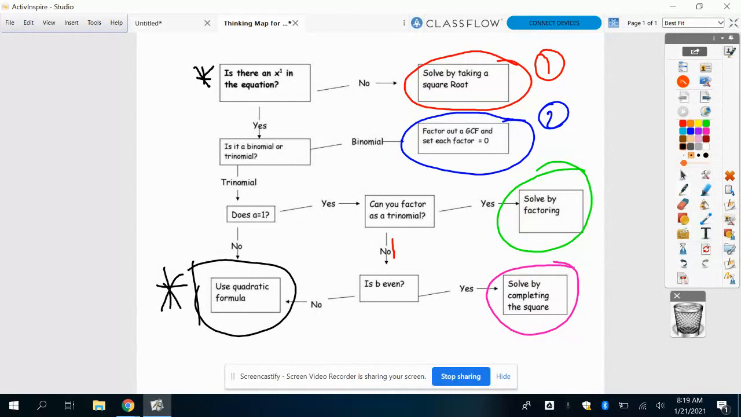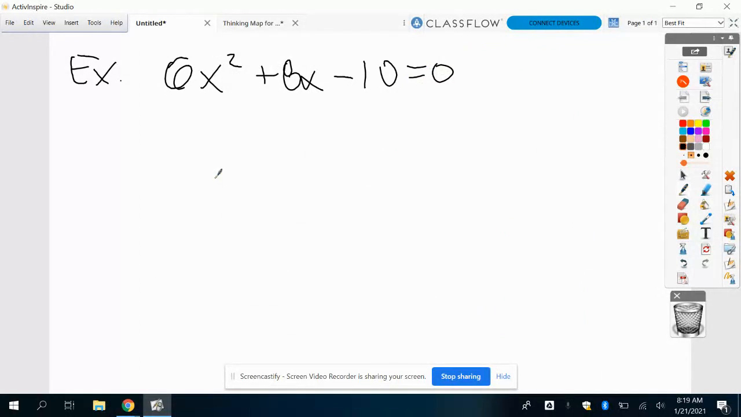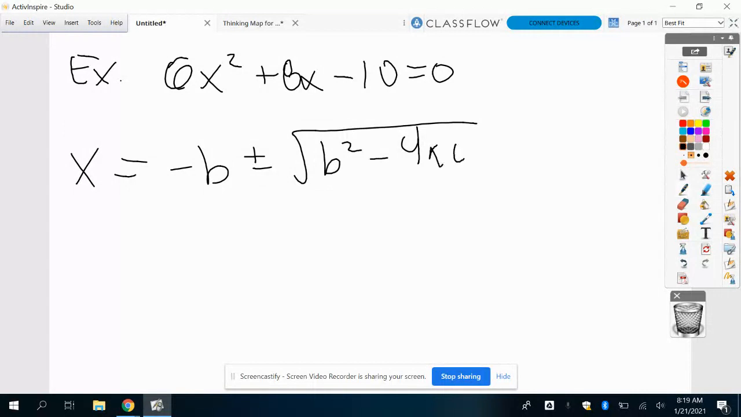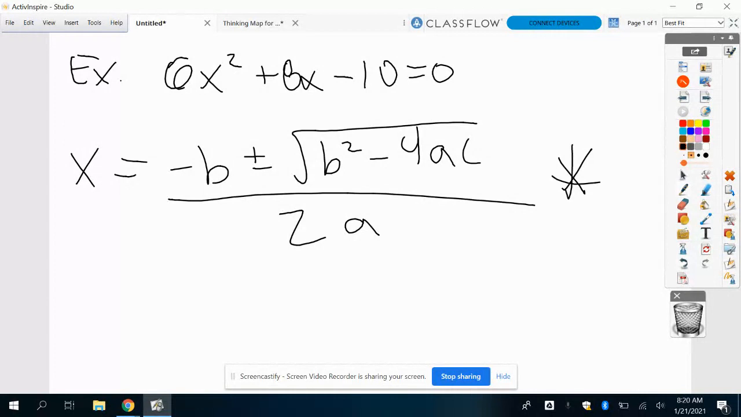So that's what we're going to use now. We're going to use the quadratic formula for this last problem. Now, that doesn't mean you can't try to factor. You could try to factor, but that just might not be the most efficient way with problems like this. What I would do again is use the quadratic formula here, which is the following: negative b plus or minus the square root of b squared minus 4ac, all over 2a. Plug everything in and then solve.